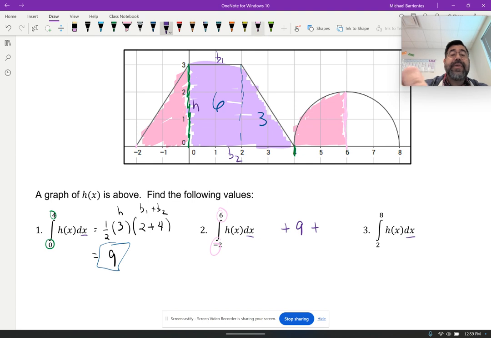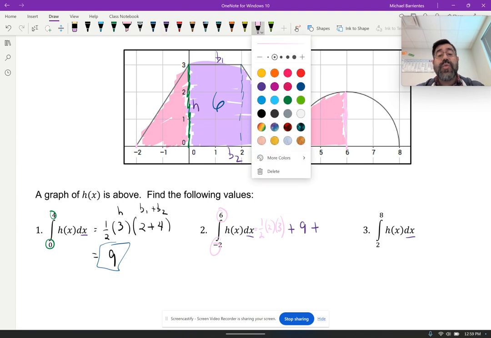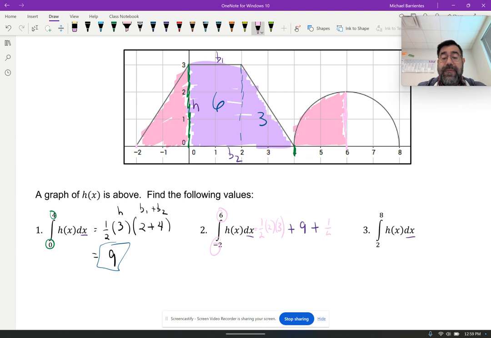I don't know this pink part, but the pink part is a triangle. So this equals 1/2 base times height, plus the 9 that we already had in the middle there, plus the area of this quarter circle. Remember that the formula for a circle is pi r squared. So this would be 1/4 pi r squared. Well, what's the radius of the circle? The radius is 2, right? Either 2 up or 2 this way or 2 this way. The radius is 2.